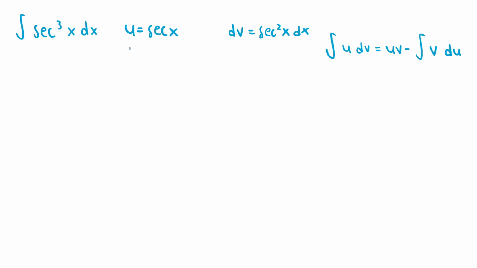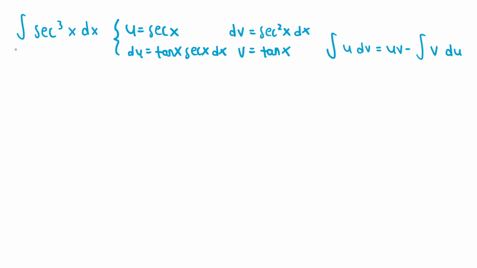If we use these values, then du equals tan of x secant of x dx, which is the derivative of secant of x, and v equals tangent of x, since the integral of secant squared of x is tangent of x. This comes from the standard derivative of tangent of x, which is secant squared of x.